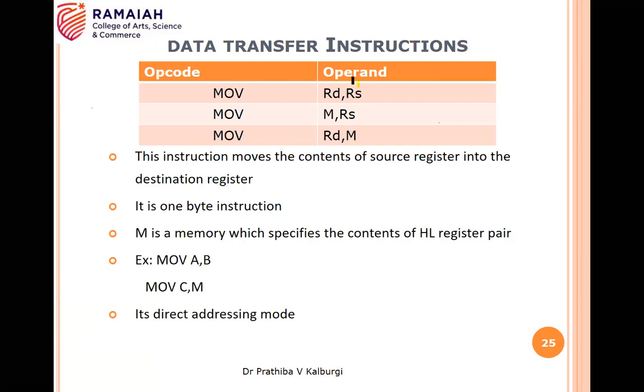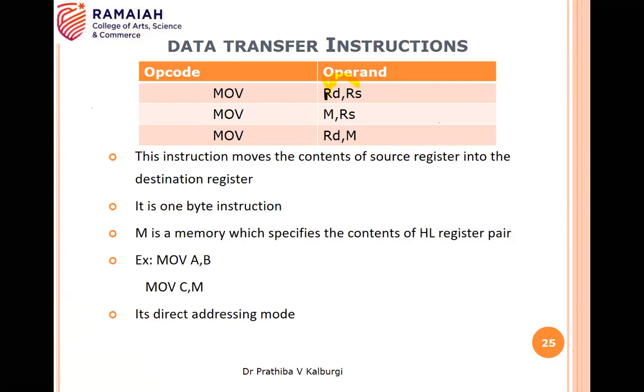So here what we are doing, we are going to transfer the source to destination. Similarly, we have one more instruction, that is MOV M, Rs. Rs is the source register. How many general purpose registers do you have? 6 general purpose registers, that is B, C, D, E, H, L. So you can use all the registers as your source registers.